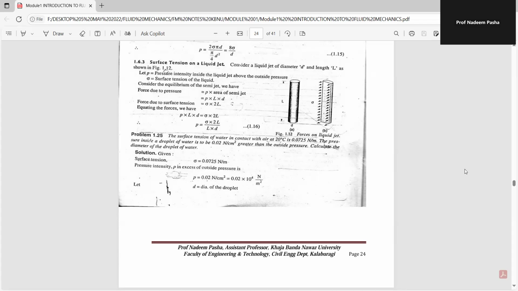Calculate the diameter of the droplet of water. So what we need to calculate is the diameter D. Using equation 1.14, P is equal to 4 sigma by D. P is given to us as 0.02 into 10 raised to 4, converting Newton per centimeter square to Newton per meter square. Next, 4 into sigma, the surface tension, 0.0725, divided by D. So D comes out to be 0.0145 meter. If you convert this into mm, it comes out to be 1.45 mm.